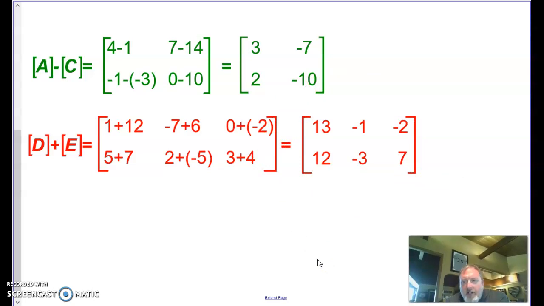So again, for matrix addition or matrix subtraction, the size of the matrices, the order, has to be the same. I can't take a 2 by 2 matrix and add that to a 4 by 1. Or I can't take a 5 by 3 and add that to a 2 by 4. In order to add or subtract, the matrices have to be the same order.